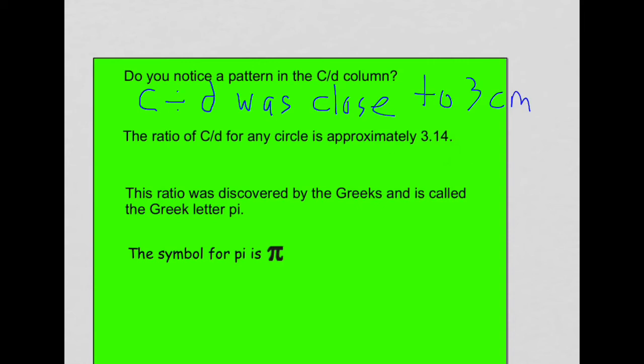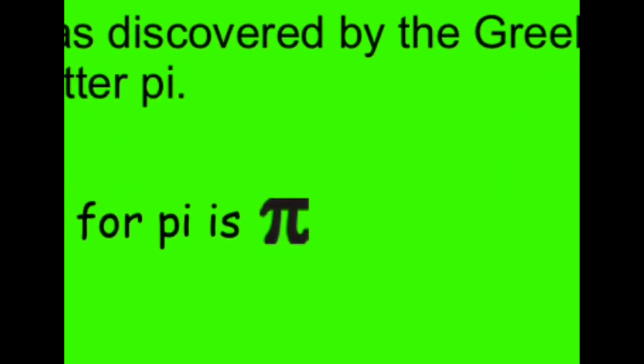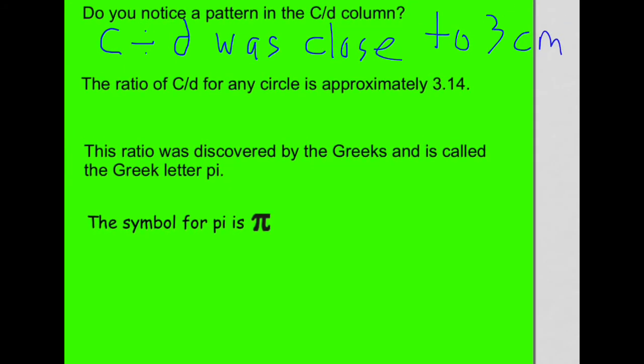That number is called pi. This ratio of circumference divided by diameter was discovered by the Greeks and is called the Greek letter pi. We spell that pi. The symbol for pi is that symbol right there. Normally how I draw it is I make a small arc like that, and then I give it 2 little legs. And that's the symbol for pi, which is approximately 3.14.